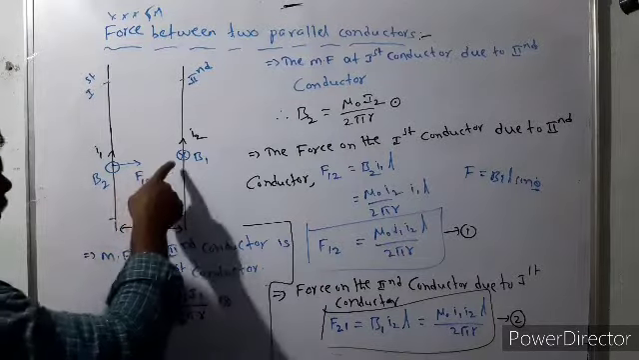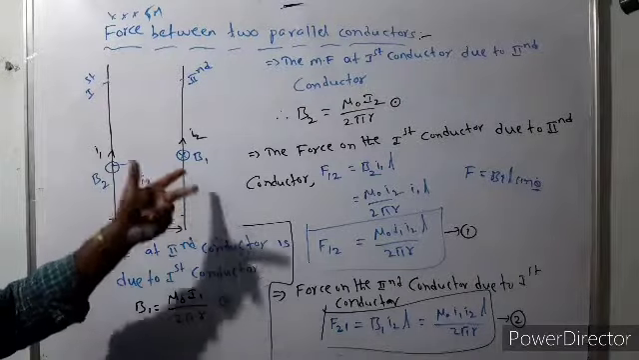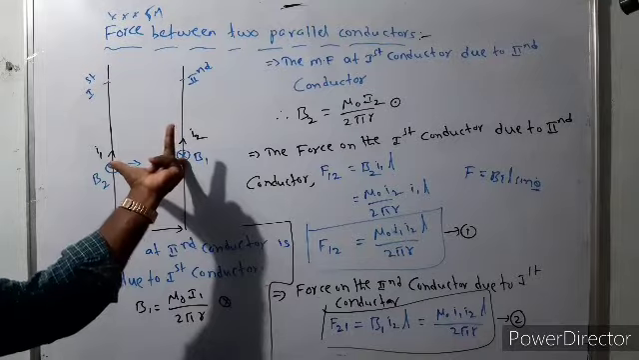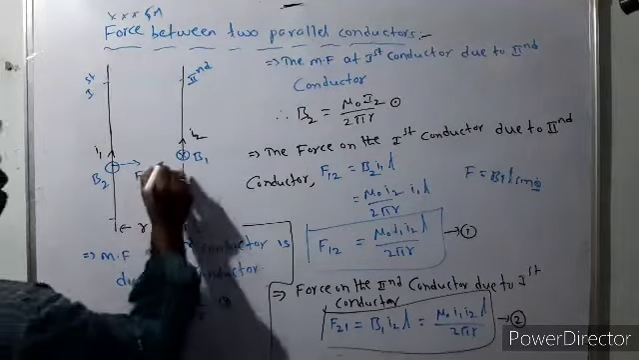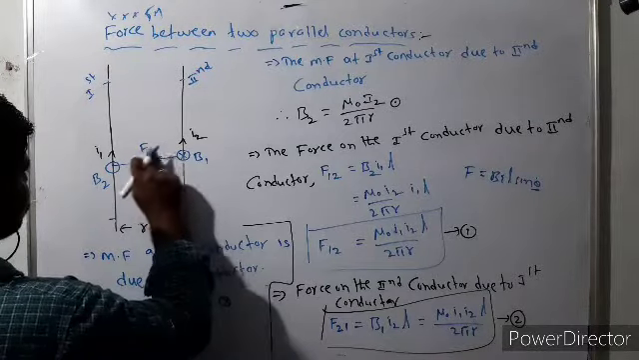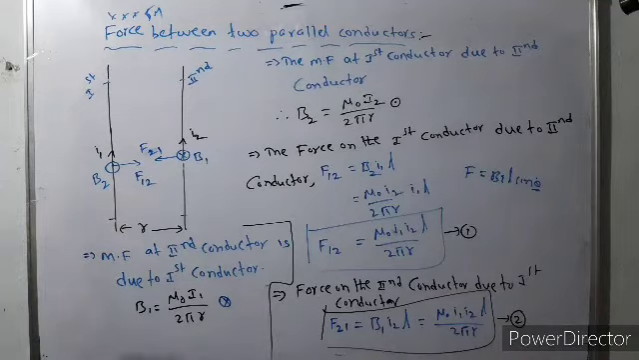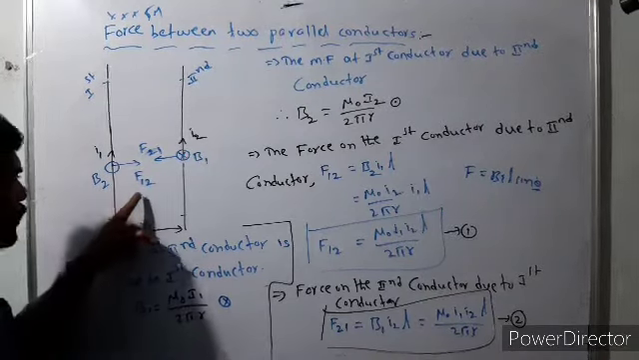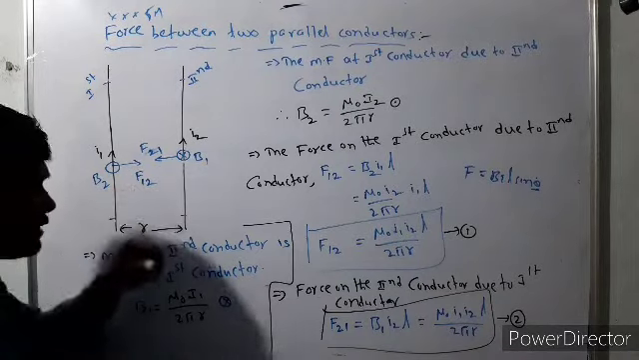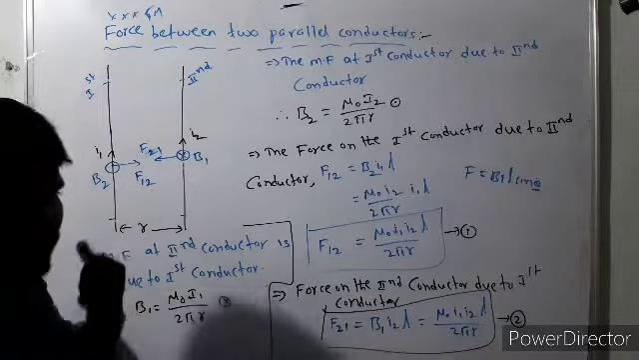Similarly, the force on the second conductor due to the first conductor. Use Fleming's left hand rule. This is the direction of the magnetic field, direction of current in the conductor. This is the thumb. Force on the second conductor due to the first conductor. These are the directions. This means the force on the first conductor due to the second. This is the direction. Force on the first conductor due to the second means that force is towards the second conductor. F12 is towards the second conductor.